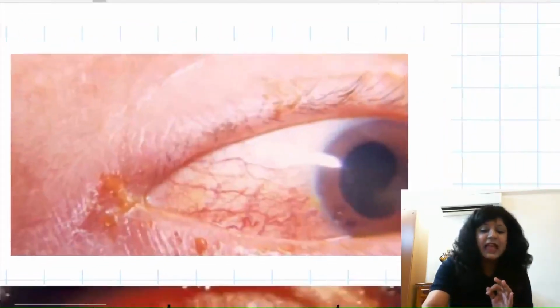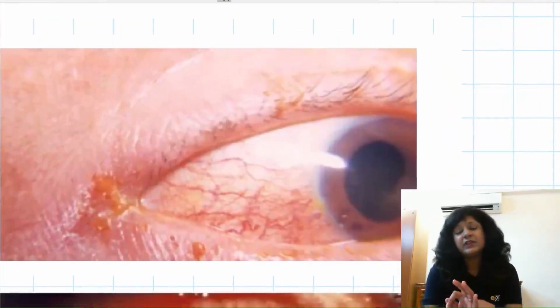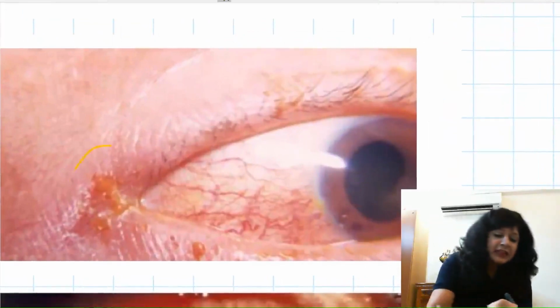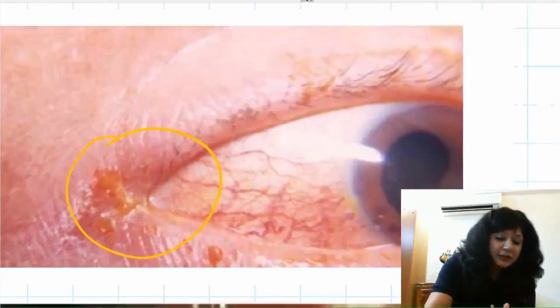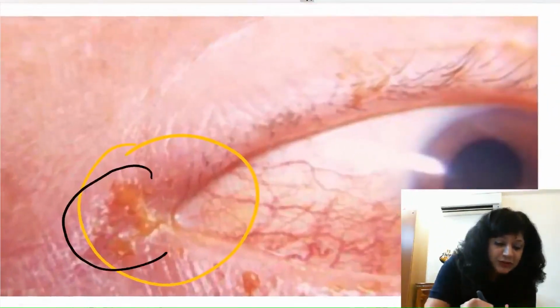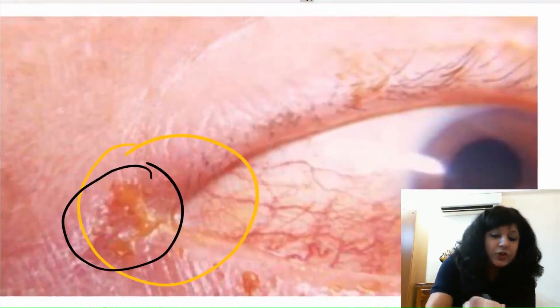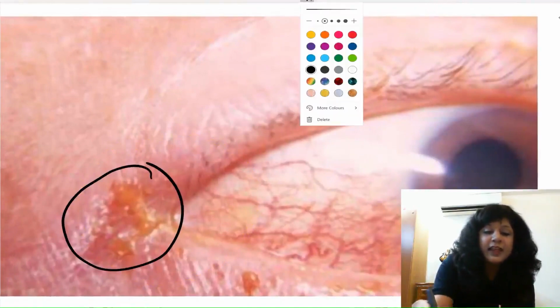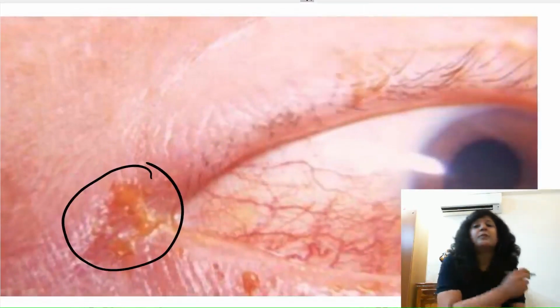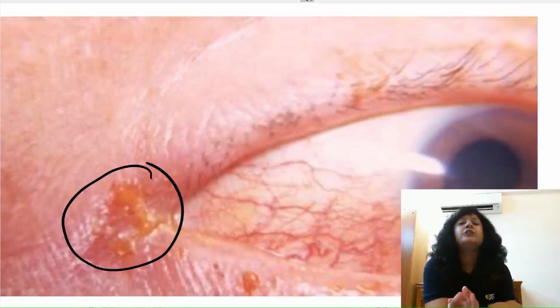Then next is the angular conjunctivitis. Now what do you mean by angles? Angles like at the canthus here. So can you see here? We have this excoriation which is present here. So whenever we have this angular conjunctivitis, this is actually caused by the Moraxella Axenfeld. It is also called as diplobacillary conjunctivitis.